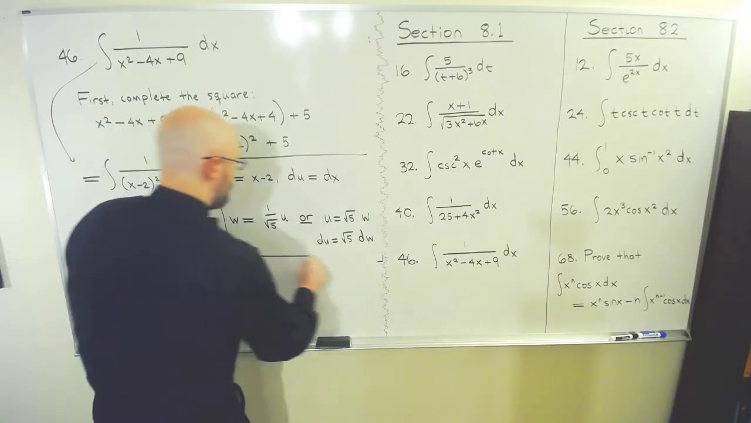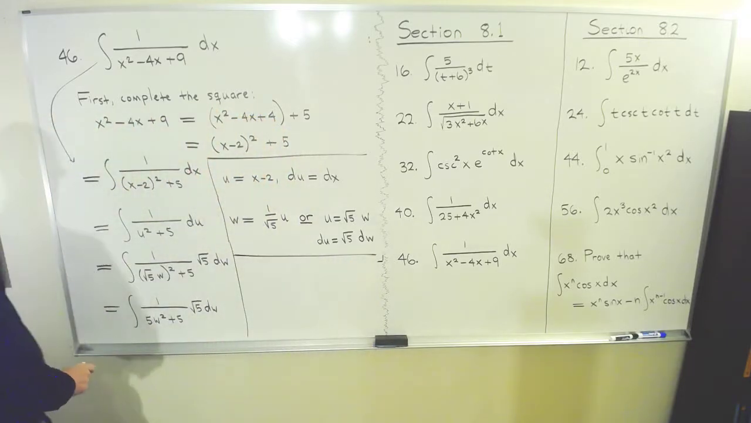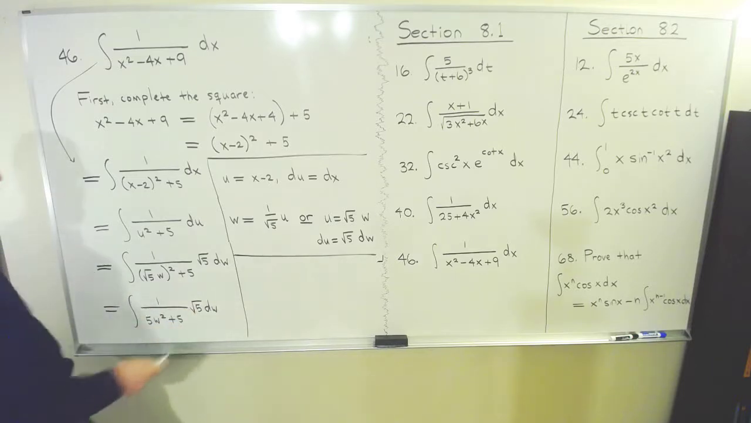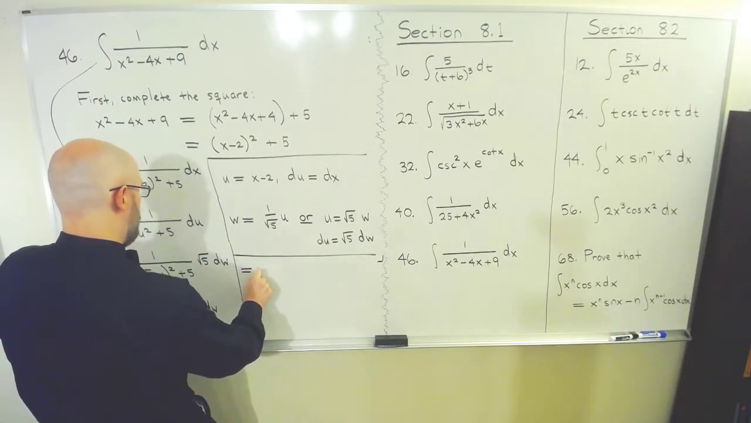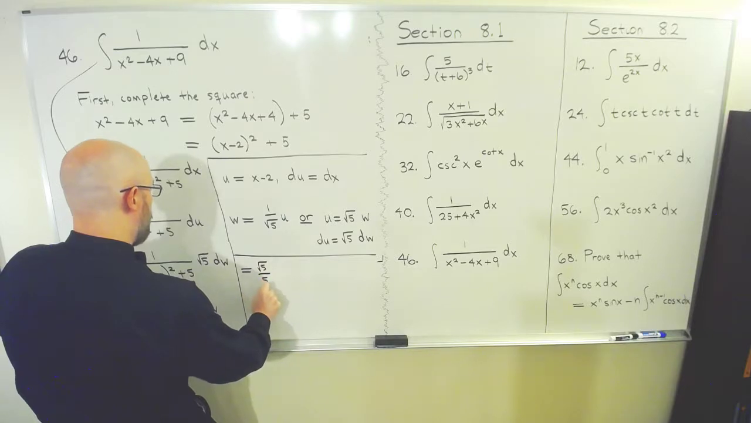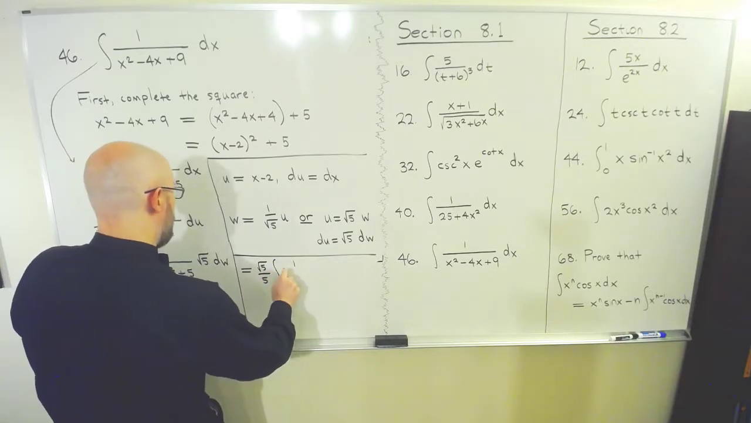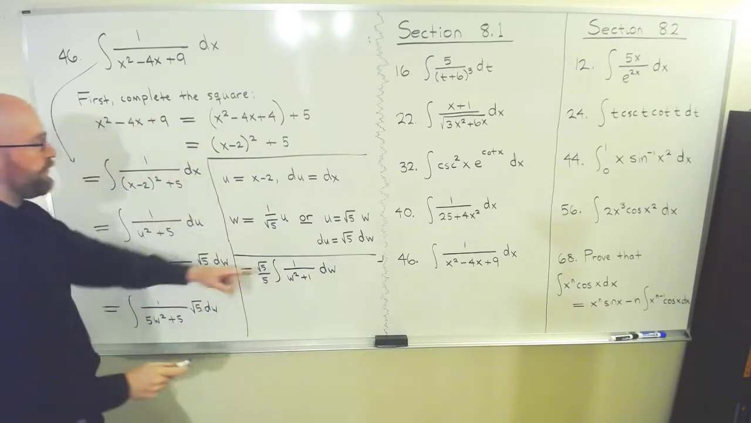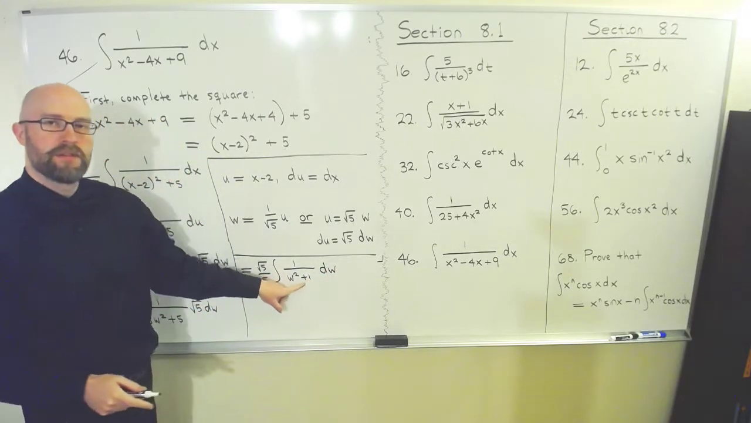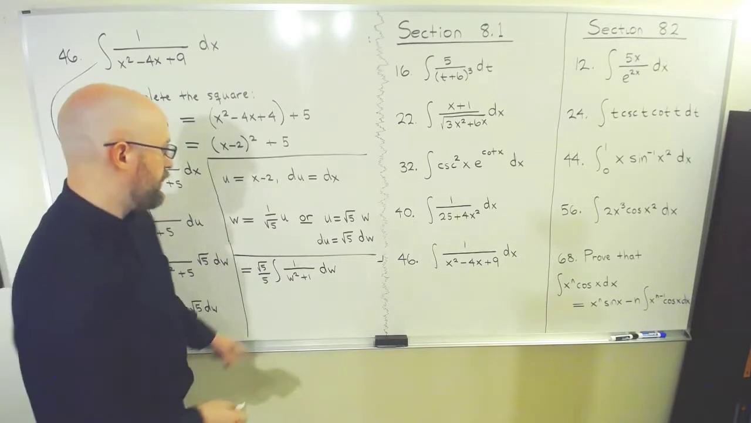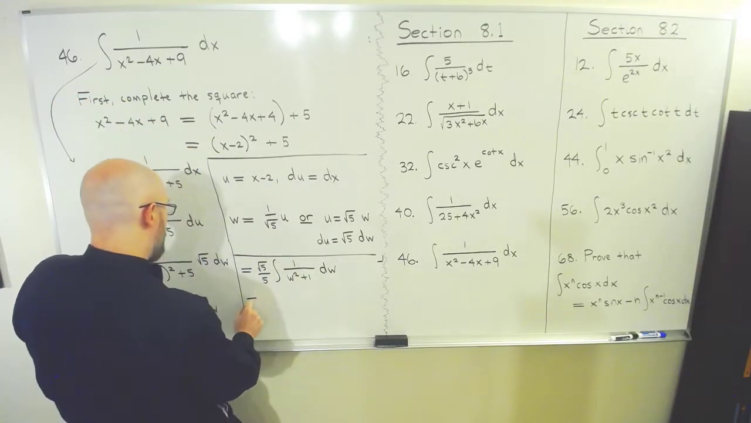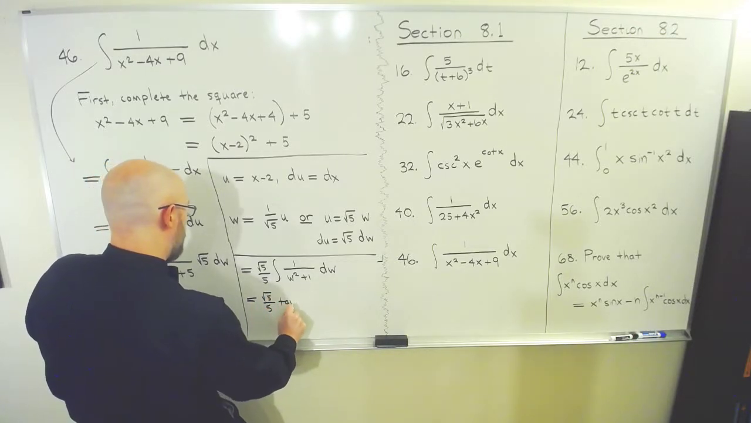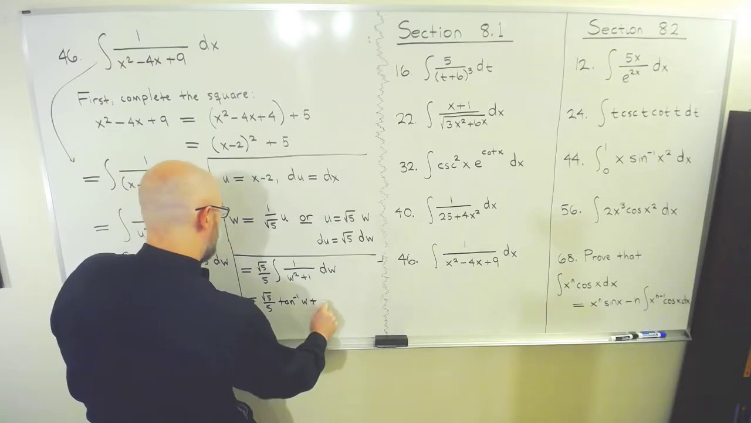Okay, let's see if I have enough room to finish here. I can pull out a 5 here, and I can pull out a square root of 5 here. So this is going to come out to be square root of 5 over 5, integral of 1 over w squared plus 1 dw. I think before I wrote this as a 1 plus w squared in the denominator, but it's not going to make any difference. So now I can perform the integral. This is square root of 5 over 5, inverse tangent of w plus c.